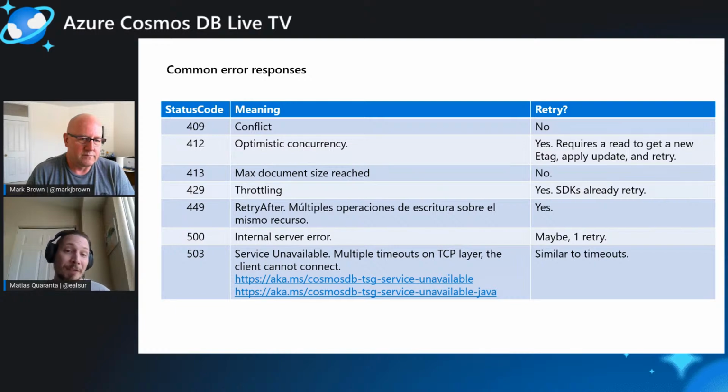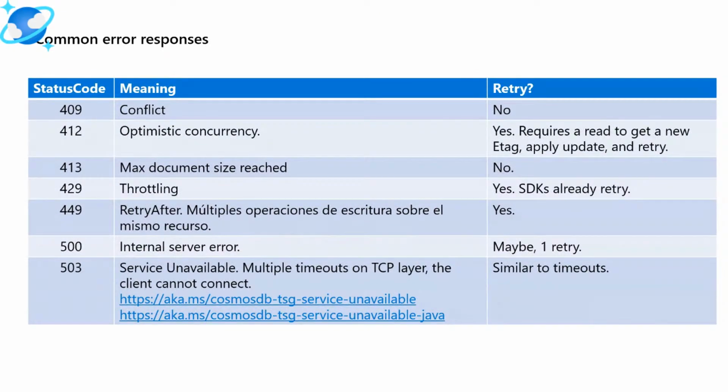449 is retry after. It is not common, but happens when you have multiple write operations, mostly using stored procedures, on the same resource concurrently. The SDK, again, retries internally on these, but you might want to also retry if you are building your own retrying layer. And it's safe to retry on those.